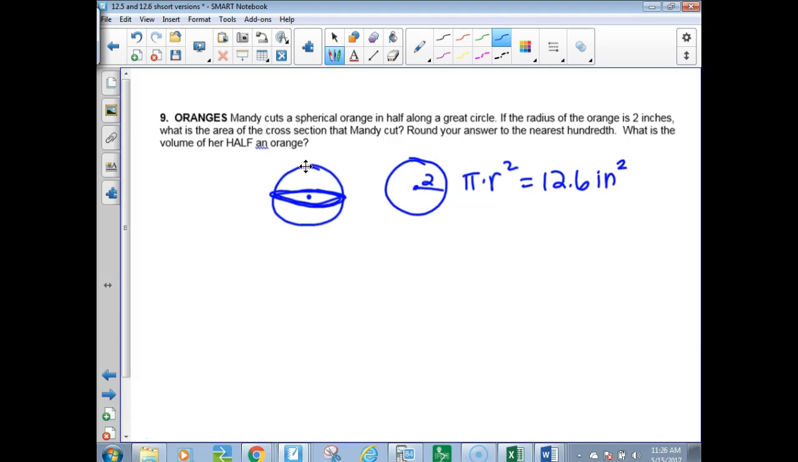All right, this says what's the volume of this half of the orange? So we're going to do volume now of half of an orange would be a hemisphere. So it's going to be 4 pi times 2 to the third. And then divide by 3, but what would we got to do to that? Because that's the volume of the whole orange. Yeah, divide that by 2.